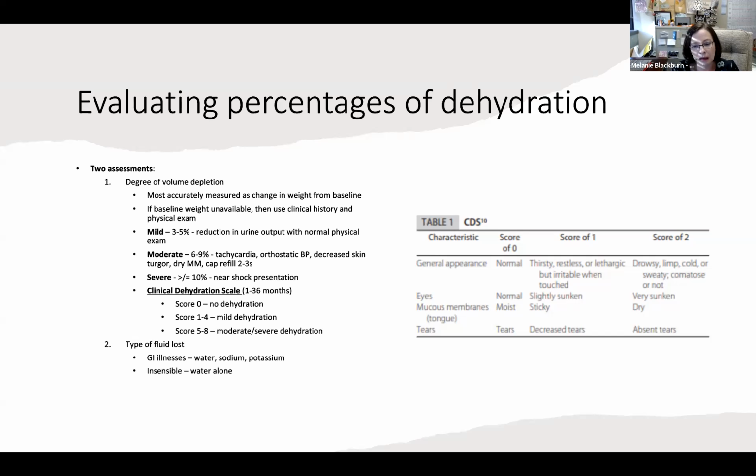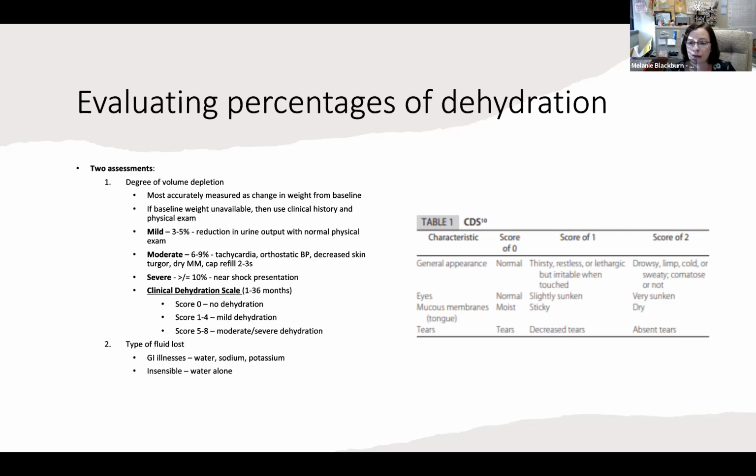And because these patients can be hard, right? They're not really verbal. They can't tell you a lot of things. Sometimes their physical exam findings won't always be exaggerated when they're in the mild to moderate range. So this is a scale that you can use if you would like to be able to score patients and place them into a category. And you'll see that table off to the right of the slide. And so this uses just general appearance, eyes, their mucous membranes, especially their tongue, and presence or absence of tears.